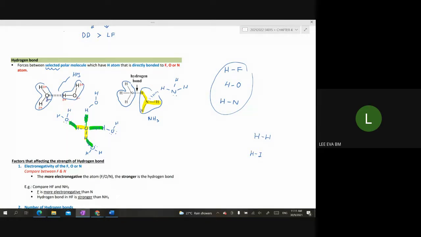So dia kena matchy. Kalau awak tengok H2O, two lone pair, two hydrogen, so we can form four hydrogen bonds. But for NH3, because only one lone pair, only one hydrogen atom is going to form hydrogen bond. So only two hydrogen bonds here. So always remember, water can form more hydrogen bonds compared to others. Why do we say so? Because we have the factors that affect your hydrogen bonds.